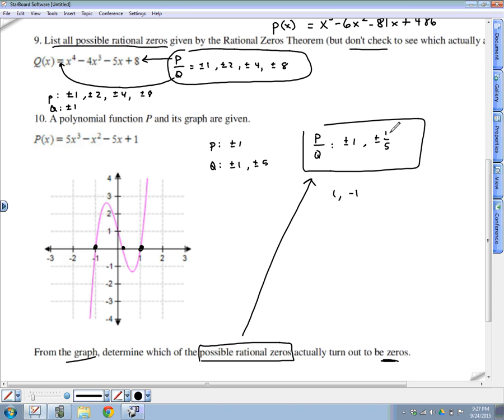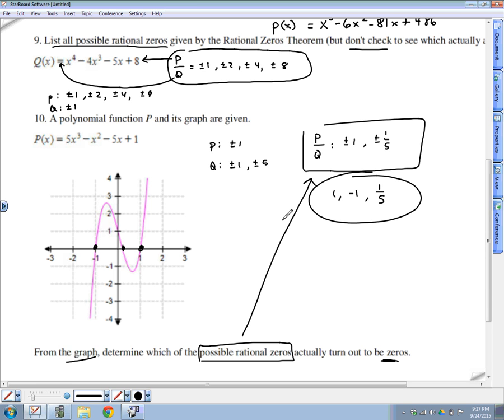Now 1/5, about 0.2. So it's about 1/4 of the way. And obviously it's a positive one because it's on the right side of 0. That looks like it is about 1/4 of the way between 0 and 1. So according to the graph, we checked from our list, so we didn't even have to do synthetic division to prove any of this. And those actually are the zeros.